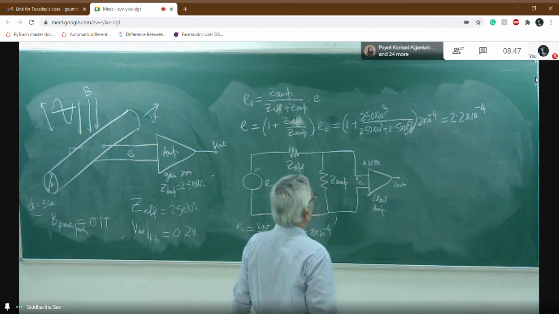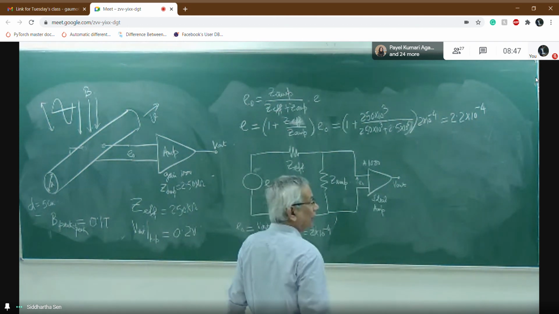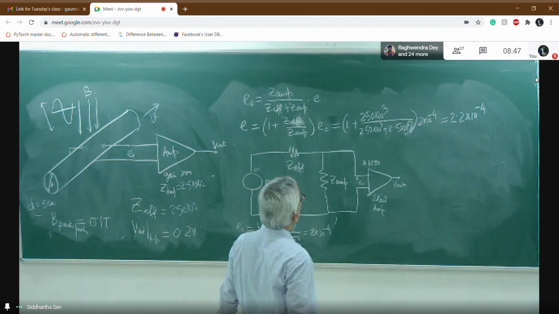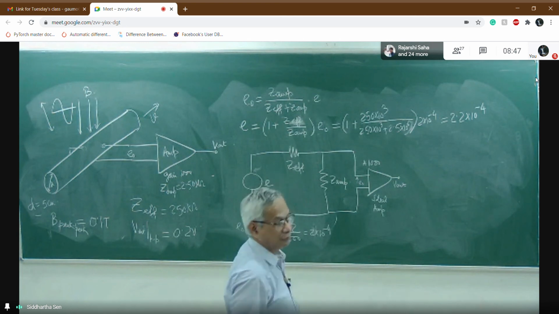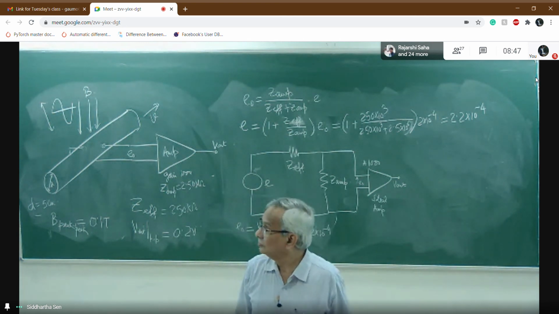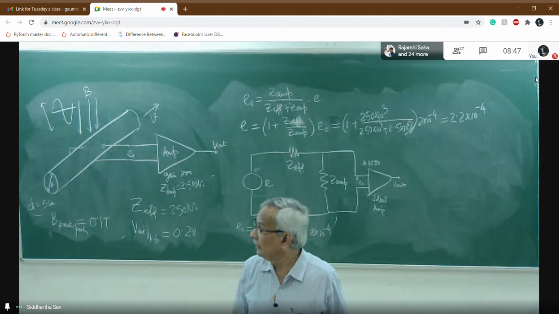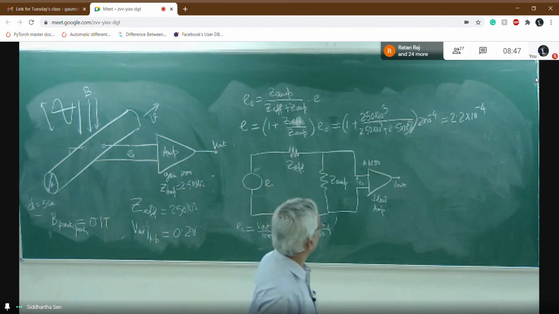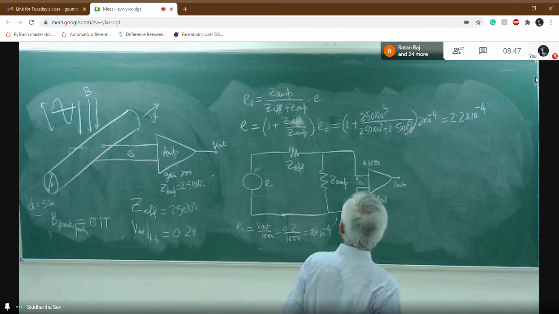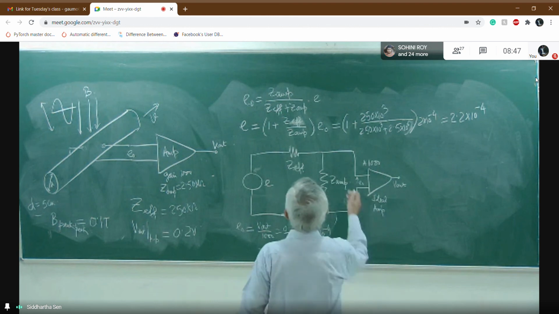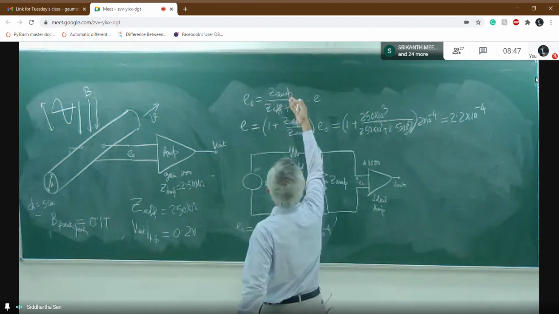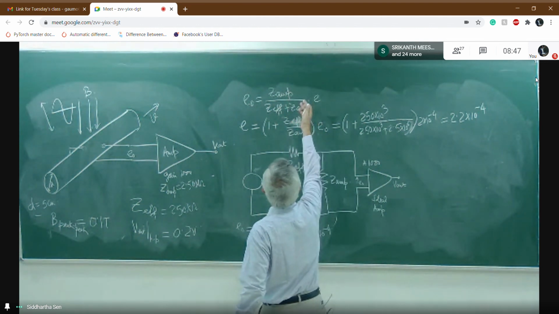Is it all right? Sir, there would not be addition, right? In the denominator there is only Z amp, and not Z effluent plus Z amp. I just reduce it, Z effective, so inverse it.